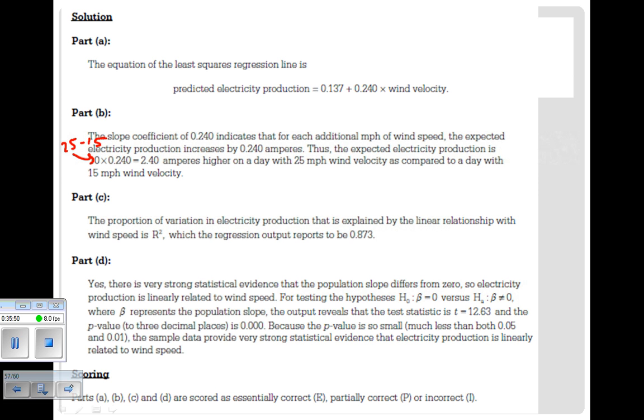Okay. Part C, the proportion of variation in electricity production that is explained by the linear relationship is the R squared value, and it says that the R squared value is this. And D, you can do a little bit more with hypothesis testing. If you want to look through that now, we will definitely be getting into that later, so you don't really have to worry about Part D. If you think you had a good explanation, that's cool, but we'll get to that later.